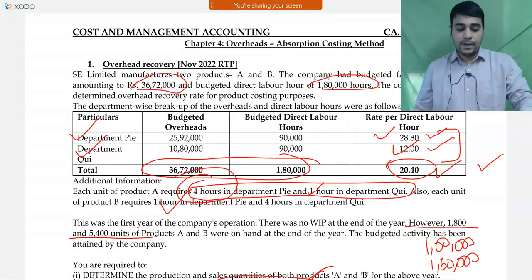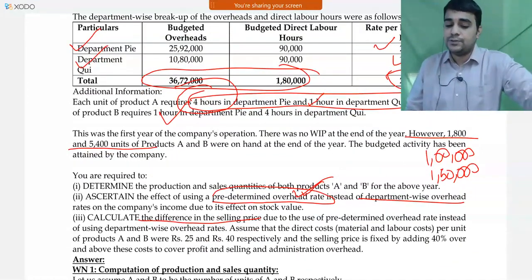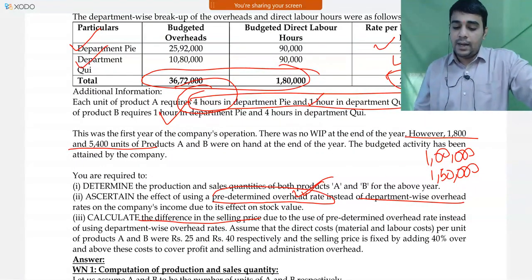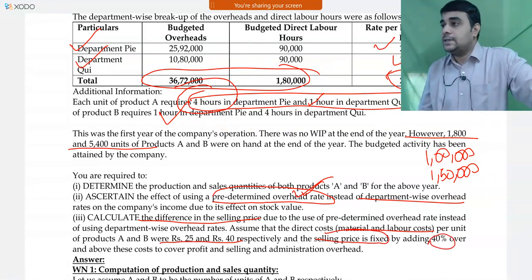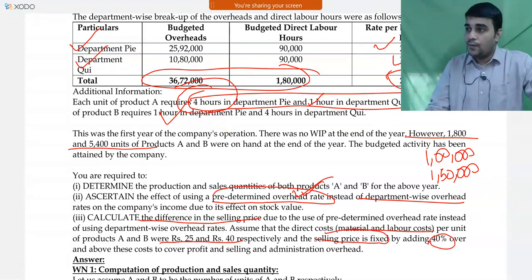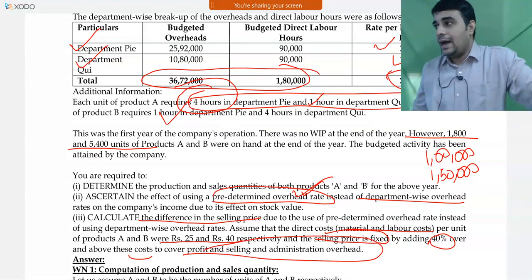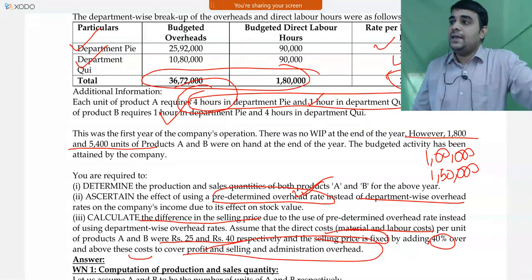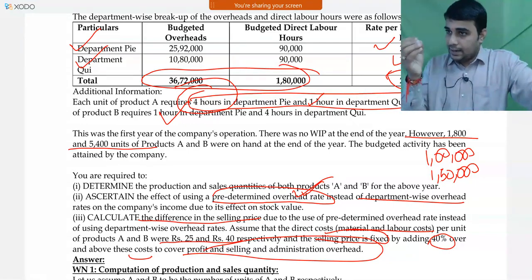Why is there an impact on pricing? It says, calculate the difference in selling price due to the use of predetermined overhead. Assume that material and labor cost is 25 and 40. Selling price is fixed by adding 40% over and above these costs to cover for profit and selling and admin overhead.